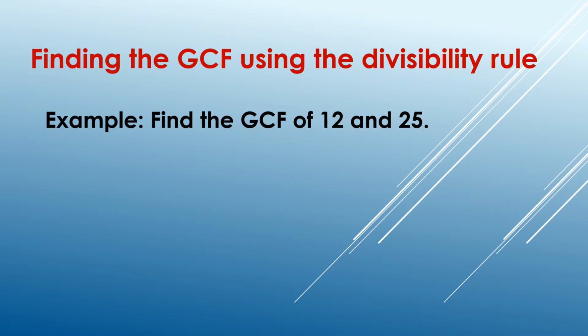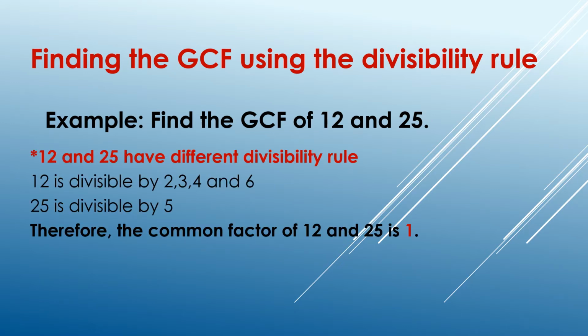Okay, one more example. Find the GCF of 12 and 25. We all know 12 is divisible by 2, 3, 4, and 6, while 25 is divisible by 5. Therefore, the common factor of 12 and 25 is 1.